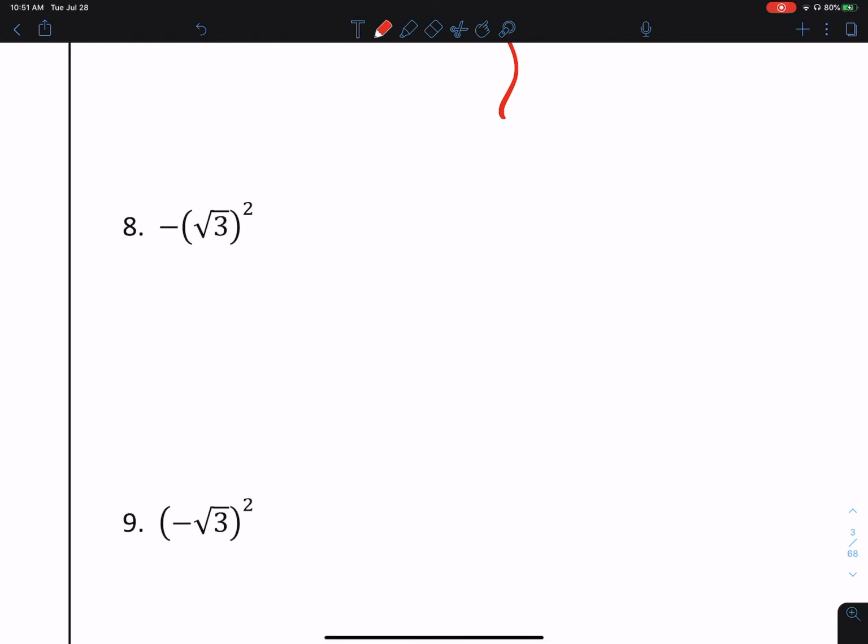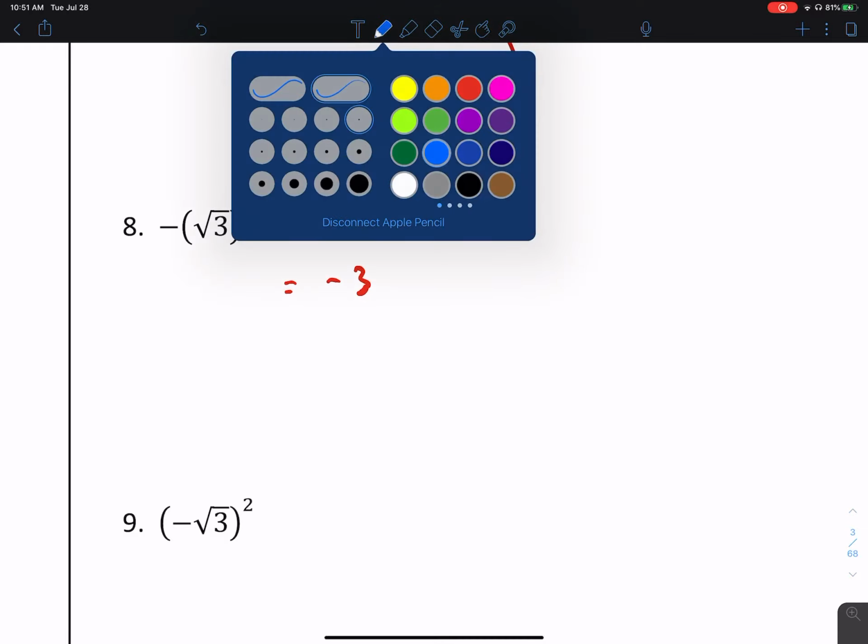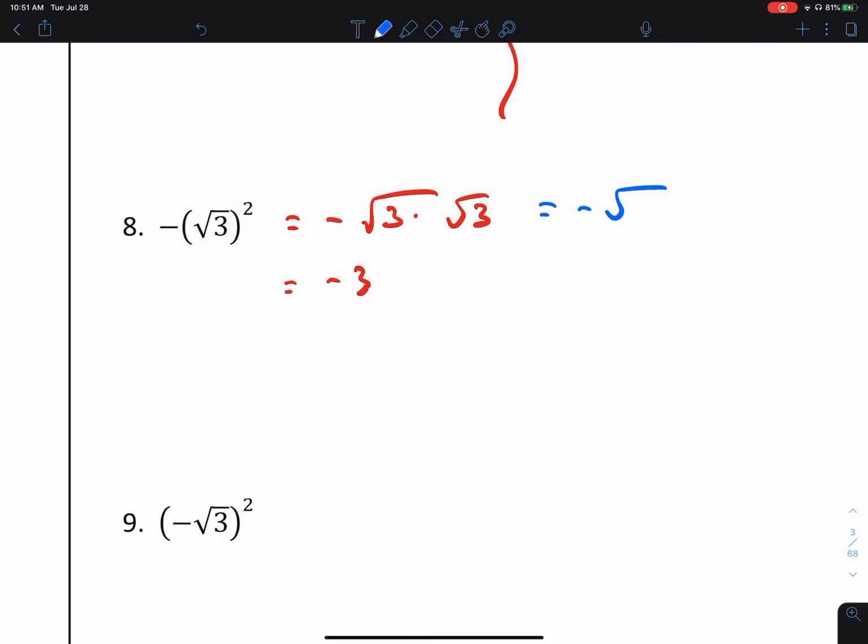Number 8, order of operations here. We are supposed to, first of all, this squared only applies to what's in the parentheses. So the answer is going to be negative. If you square the square root of 3, that means you're multiplying the square root of 3 times the square root of 3. As we just saw, that's 3 with the negative out front. If you prefer, you could write this as negative square root of 9, which is still negative 3. Once again, don't care how you do it as long as you do it correctly.